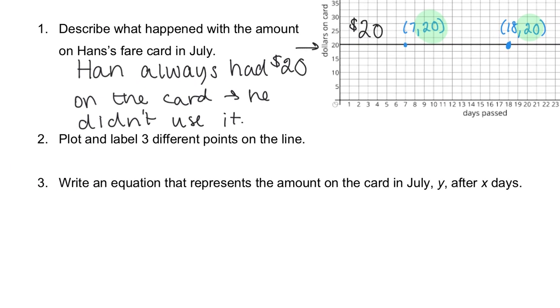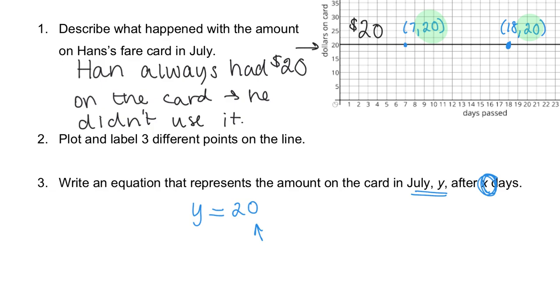If we want to write an equation to show how much money he has on the card in July, y, the amount of money on the card, equals 20. We don't need to use x because it's not changing. So no matter what, y always equals 20, okay?